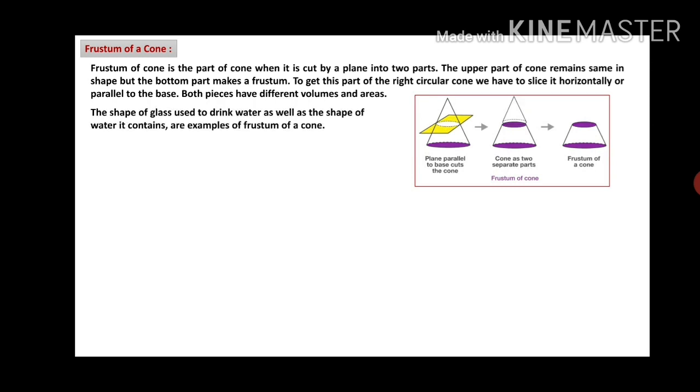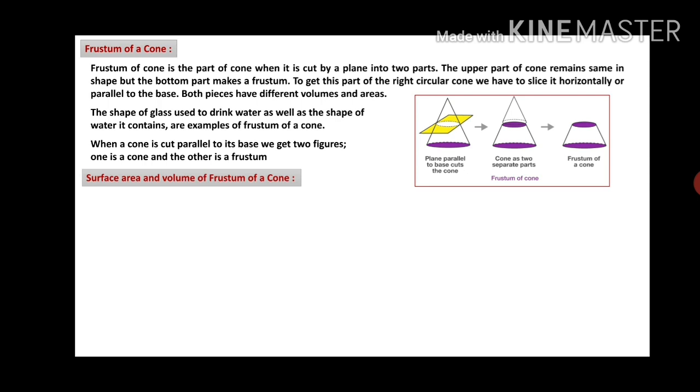The shape of a glass used to drink water, as well as the shape of the water it contains, are examples of the frustum of a cone. When a cone is cut parallel to the base, we get two figures. One is the cone and the other is the frustum.